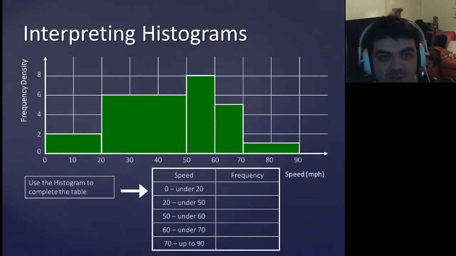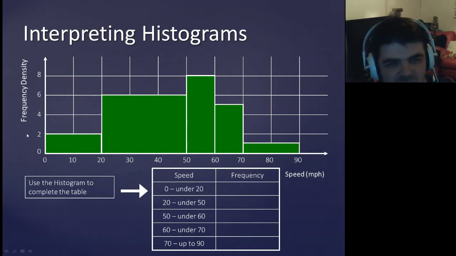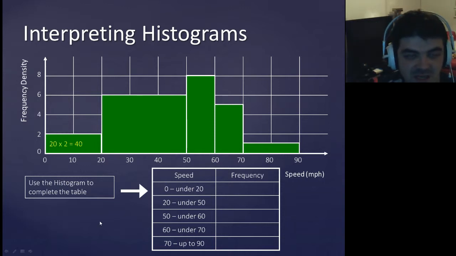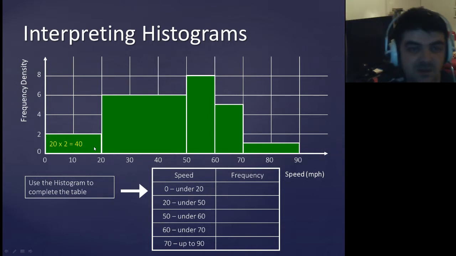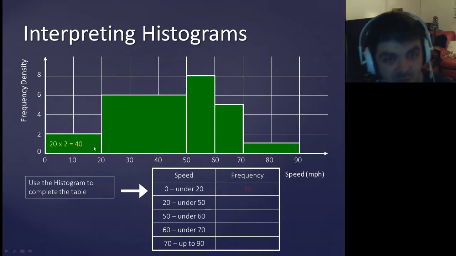So 0 to 20, 20 to 50, 50 to 60, 60 to 70 and 70 to 90. So we'll do this in reverse. We know that the frequency density is what you get when you take the frequency and divide it by the class width. So if I rearrange that, you would get that frequency is the class width times the frequency density. So if the class width for the first one is 20, then I multiply that by the frequency density, and that would give me 40.